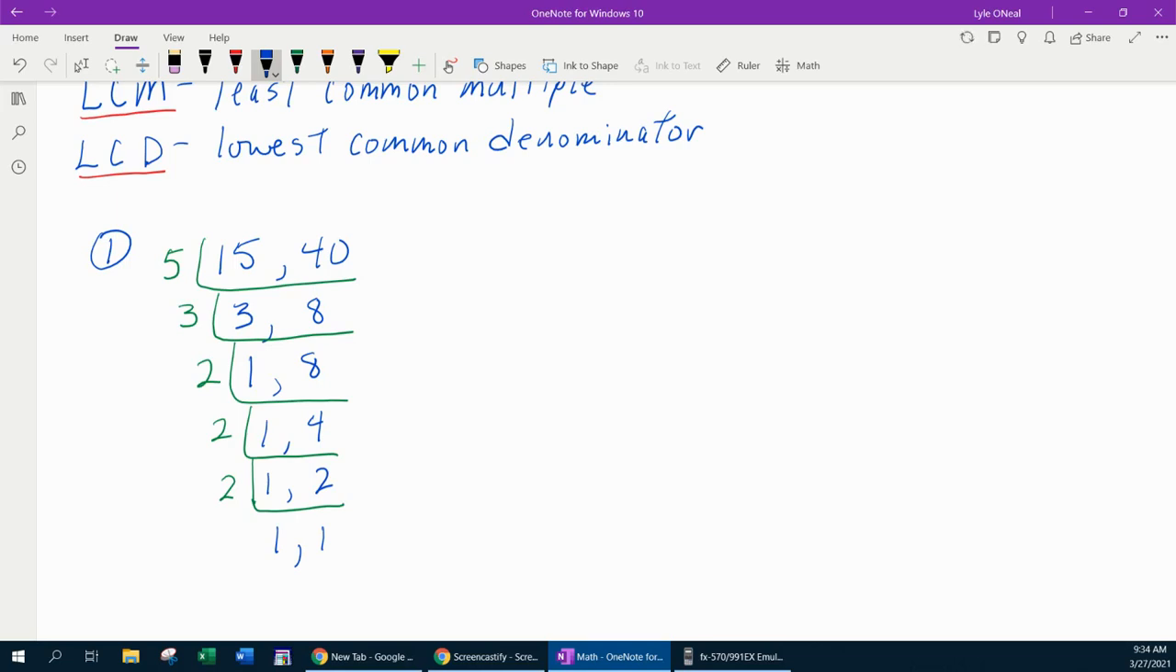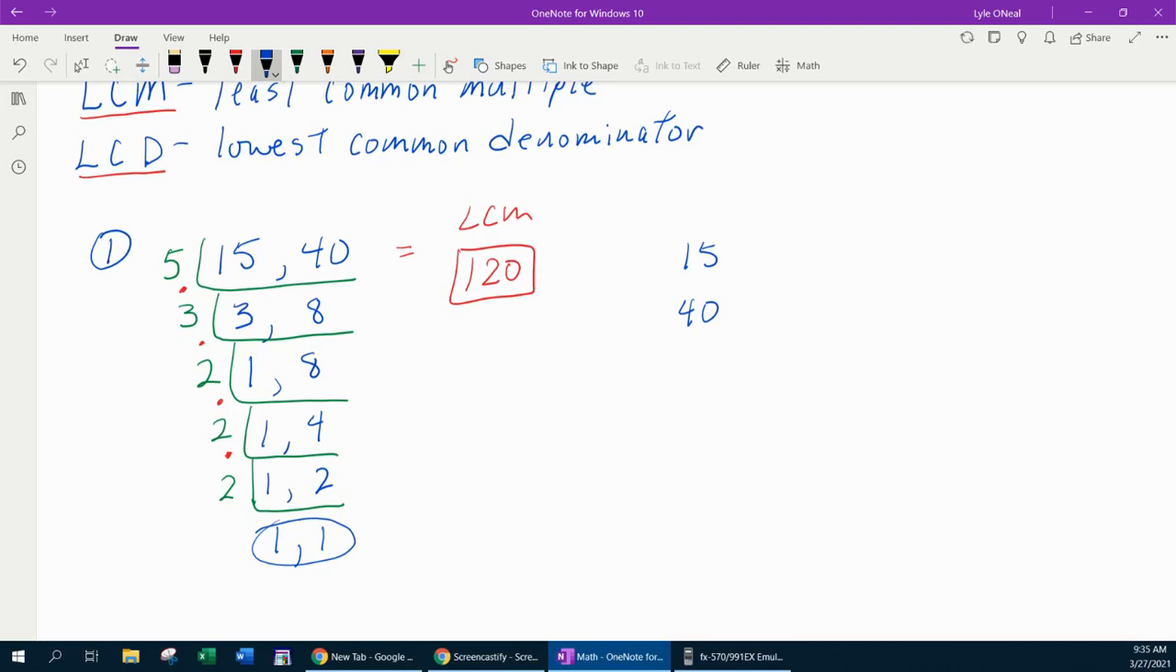Now, how do you know when you're done? When all of your numbers become 1s at the bottom, that's when you're done. And we want to multiply all of these prime numbers out to the left, and that will give us our LCM. So 5 times 3 is 15, 15 times 2 is 30, 30 times 2 is 60, 60 times 2 is 120. So our least common multiple is 120. That is the smallest number that 15 and 40 will both divide into evenly.